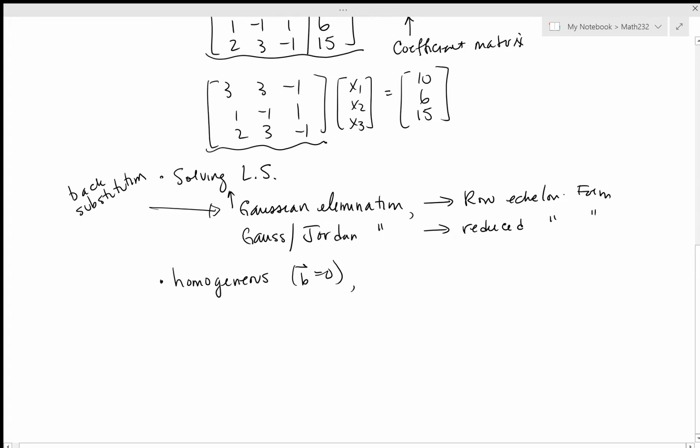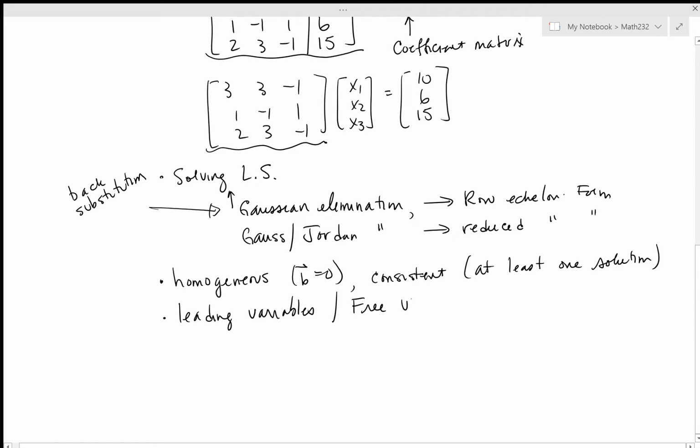Okay, if the system is consistent, that means it has at least one answer, at least one solution. The opposite of that is inconsistent. We mentioned the coefficient matrix. You need to be able to recognize in the augmented matrix what are the leading variables and which are the free variables.